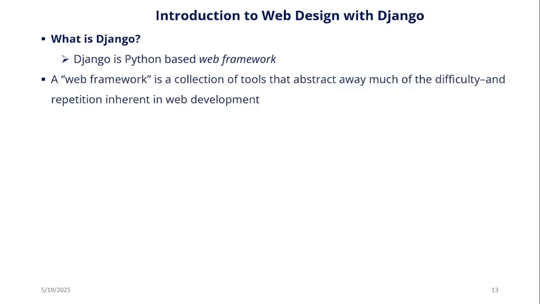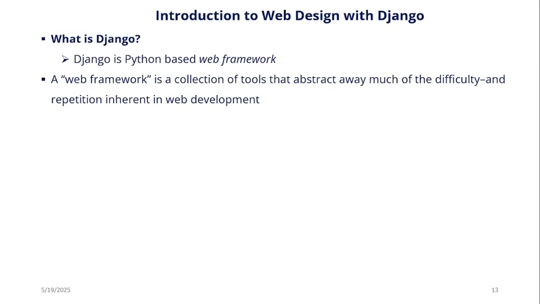So what is a web framework? It is a collection of tools that abstract away much of the difficulty and repetition inherent in web development. If you choose to learn only HTML and JavaScript, you cannot do both front end and back end development. No, you still have to go and learn something like Node.js before you can do both. But with Django, you are doing both front end and back end development. How is that possible? Because it is a web framework.